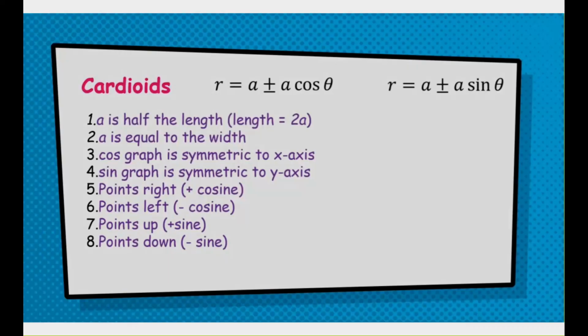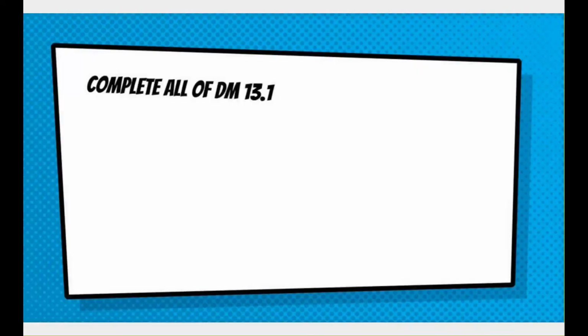If your cosine is positive, your cardioid is going to point right. If it's negative, it's going to point left. If it's a positive sine, it points up. And if it's a negative sine, it points down. And that's what you need to do. So you need to complete the rest of the worksheet attached with all this in the practice, and then finish your Delta Math.